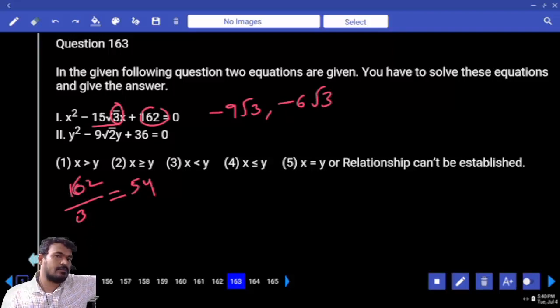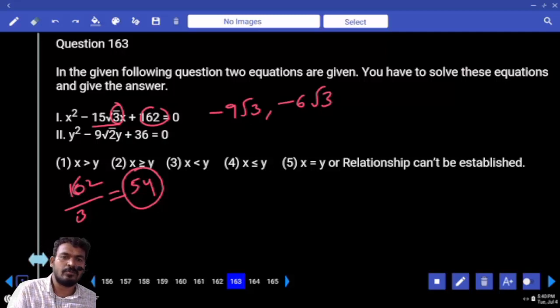What is the product? 162. That is divided by the root value. What is the root value? 3. 162 by 3, we are getting how much? 54. That 54 we consider as product value. Product 54 but sum is how much? 15. Then one will be 9, another one 6. Minus 9 root 3, minus 6 root 3. Those are initial roots. What are the final roots? Plus 9 root 3, plus 6 root 3.